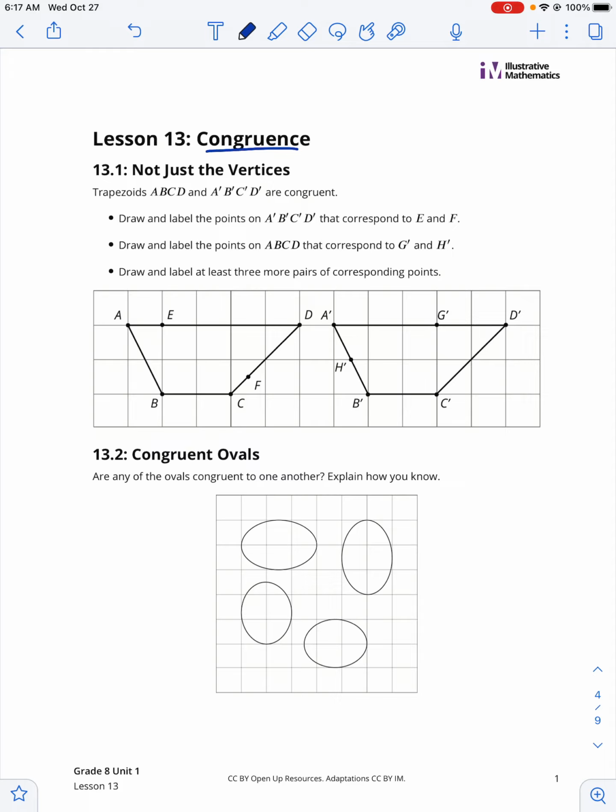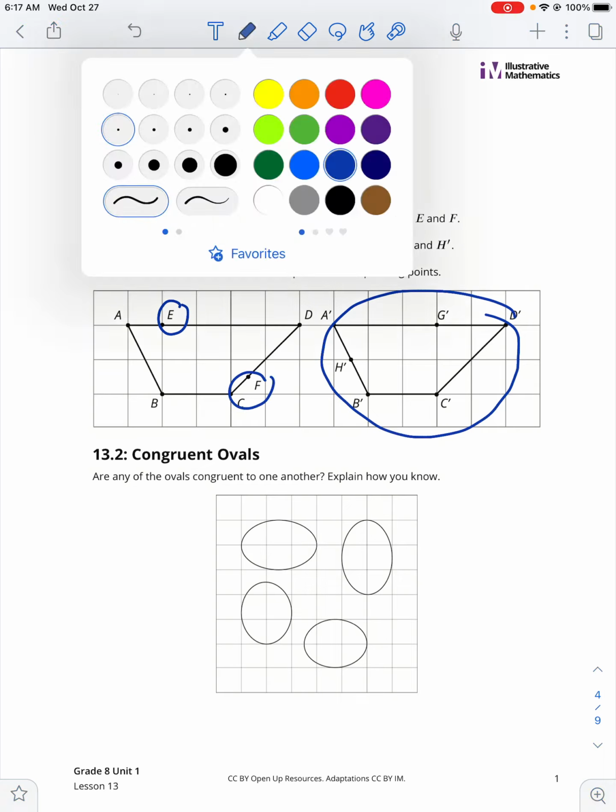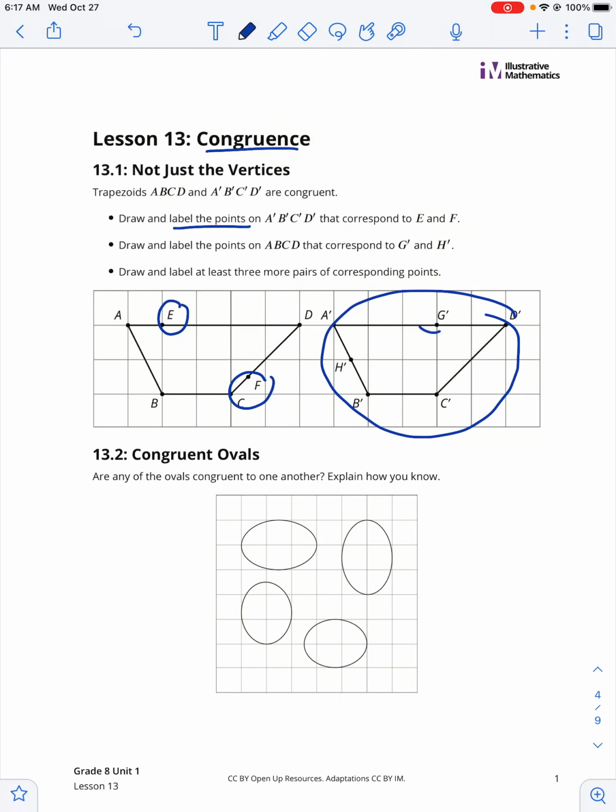It tells us that these trapezoids are congruent, and it wants you to draw and label the points on ABCD prime that corresponds to E and F, and then label the points on ABCD that corresponds to G and C, and then it wants you to draw 3 more points. So go ahead and pause the video and try 13.1.